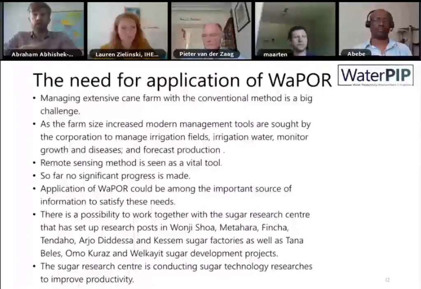Online open source database using remote sensing products can actually help in monitoring growth and looking at where there is stresses in plants, which could also be from diseases. So remote sensing in that sense, the WAPOR portal, yes, could be a vital tool for helping irrigation scheme managers such as Abera as well.